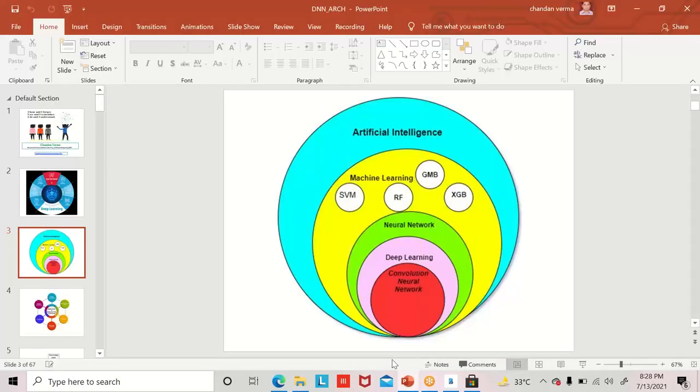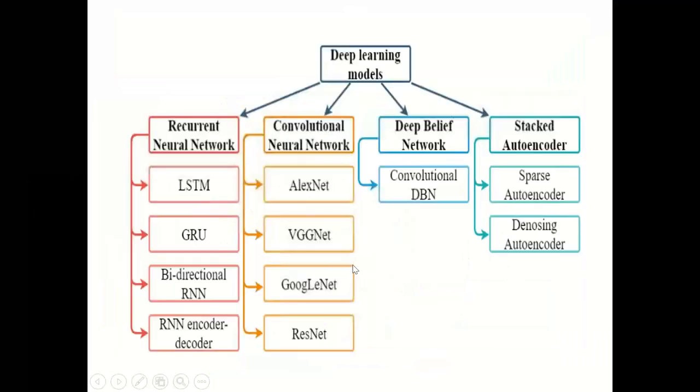So, if you go and discuss something, this is a little about deep learning models. Deep learning architectures are available. Recurrent neural network is there. LSTM is there. GRU is there. Bidirectional RNN is there. RNN encoder is there.